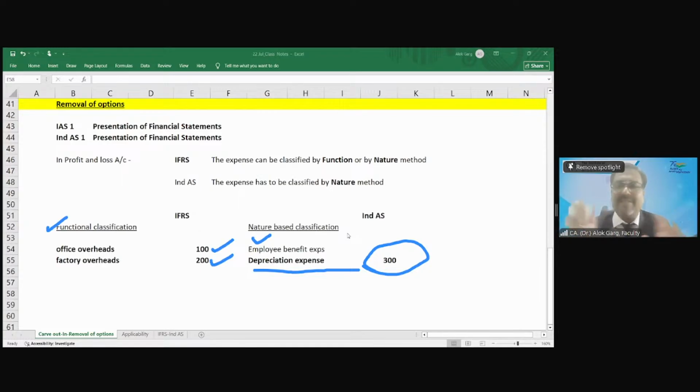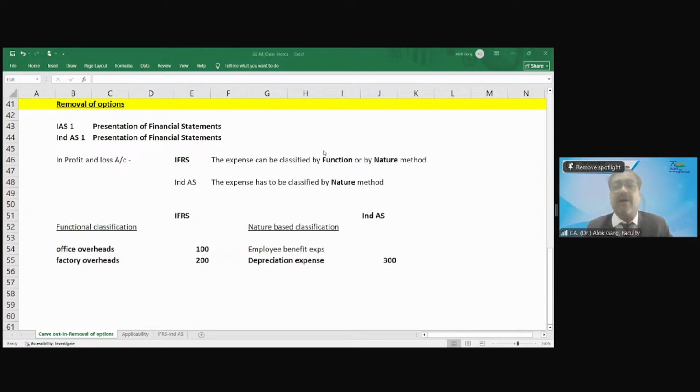Is that right? Is that clear? Removal of option is clear to all of you? Is it clear in mind or clear from mind? CIM or CFM? Clear in mind? Very good. Thank you. Yes.